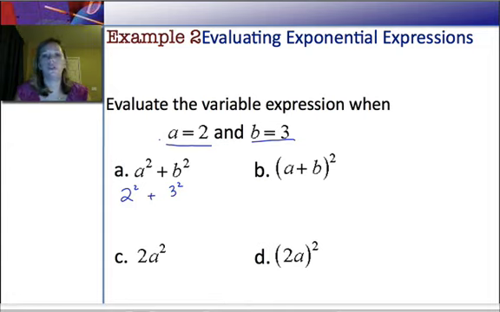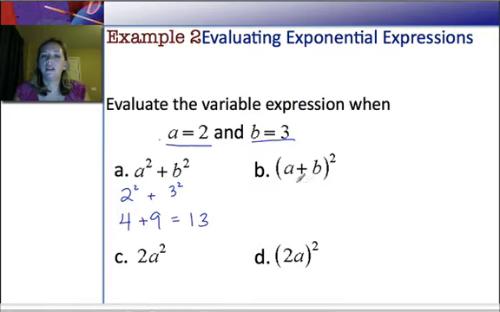So remember, this means 2 times itself, 2 times, in other words 2 times 2, which is 4. And 3 squared means 3 times itself twice, or 3 times 3, which is 9. Then we can add 4 plus 9 is 13. Perfect. Let's do part B.